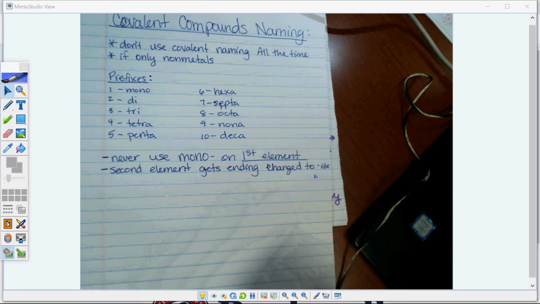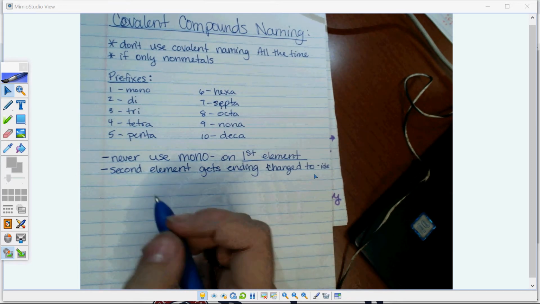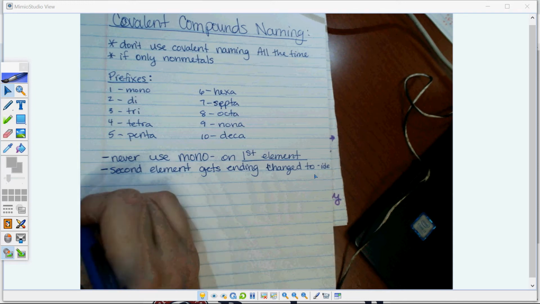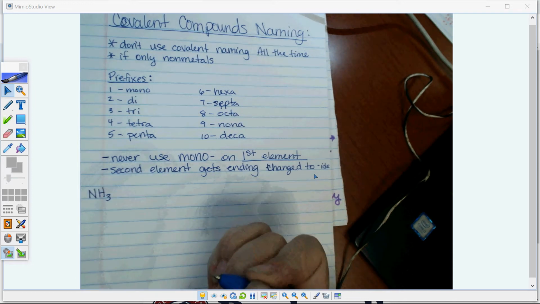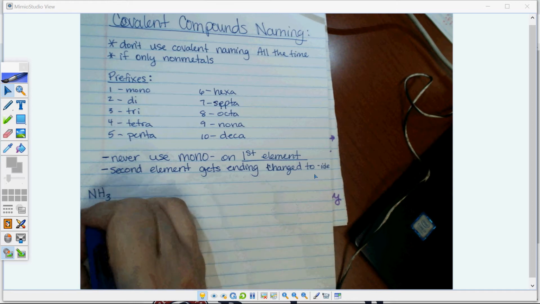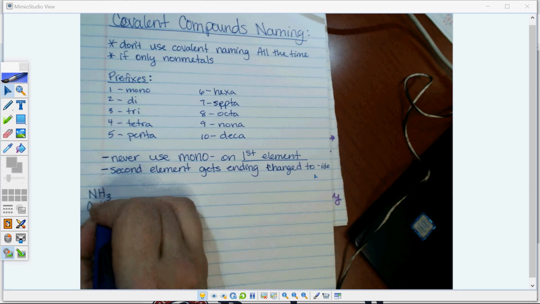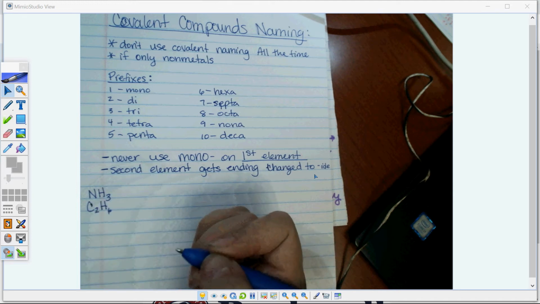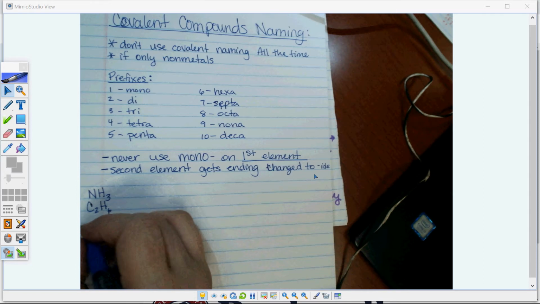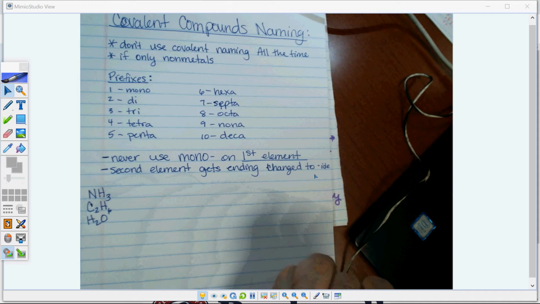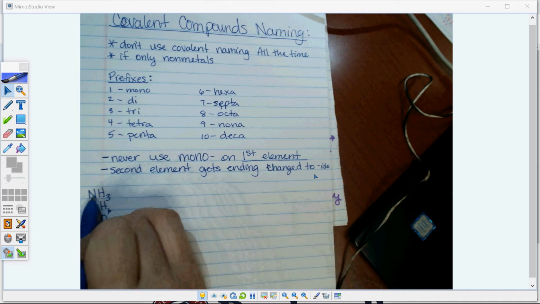So just a couple examples. Let's see, NH3. C2H6. What's one more? H2O. Let's do those.